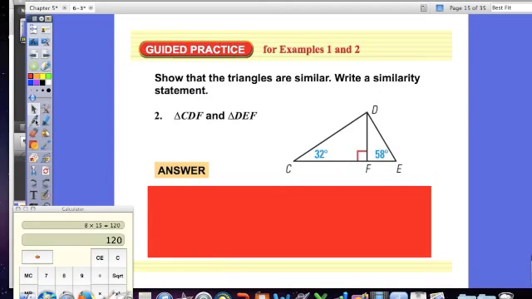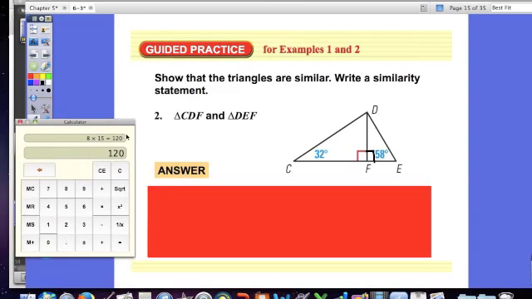Okay, for this problem, show that the figures are similar. Okay, so they want to talk about C, D, F, and D, E, F. When you first look at these, you may not even think they look similar. But these are both 90 degrees. Okay, and then the other 2 angles are going to have to add up to 90 degrees. And we can see that if this is 32, this must be 58. And this must be 58.